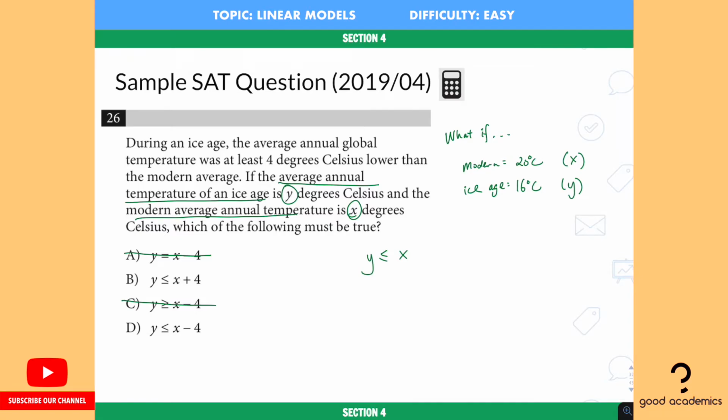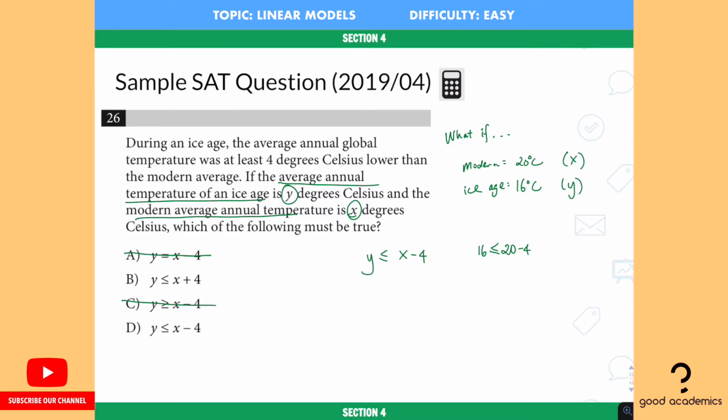Now we're asking, is it plus 4 or is it minus 4? Based on the what if scenario, we have the ice age temperature as 16, which is less than or equal to the modern temperature. We want to make sure that the equal is also valid. How can we set up an inequality that also has this equality component? How do you make the right-hand side the same as the left? That's very simple. You just subtract 4 on the right-hand side of the inequality.